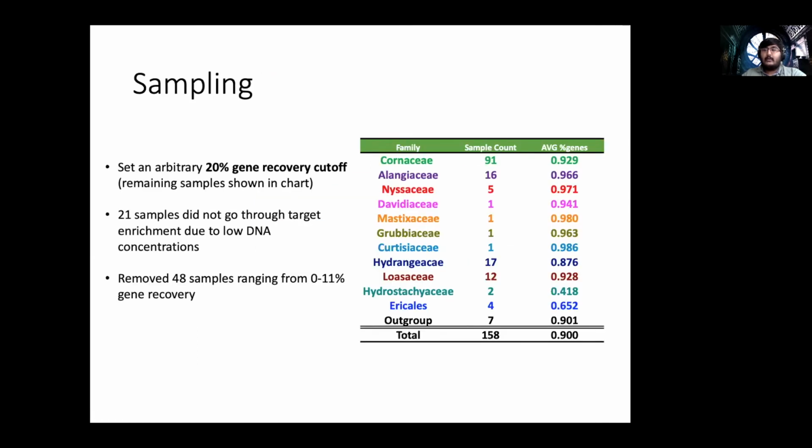For our sampling, we were able to represent all families in the Cornales and additionally had outgroup sampling in the Ericales, some asterids, and some rosids as outgroups. On average, we were able to recover 90% of genes for 158 samples. We had some samples that we had to throw out, and we set an arbitrary 20% gene recovery cutoff. The remaining samples are these 158. There were 21 samples that did not go through target enrichment due to low DNA concentrations, and we removed 48 samples that had low gene recovery, ranging from 0 to 11%.